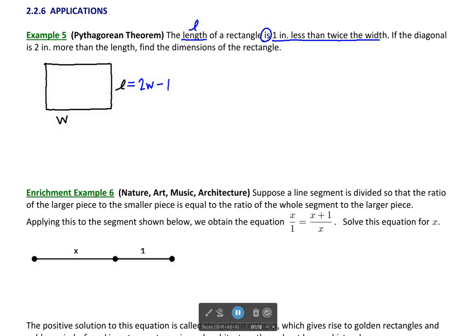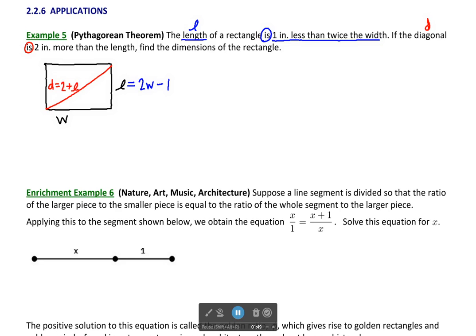Now, we have another aspect to consider here. It says the diagonal is 2 inches more than the length. So let's take a look at the diagonal of this rectangle. The diagonal, we'll call it D, and we can translate this into math as well. The diagonal D is means equals 2 inches more than. 2 inches more than translates into 2 plus the length, L.